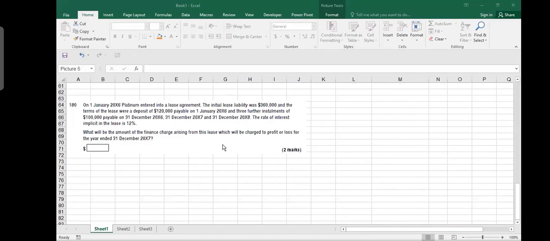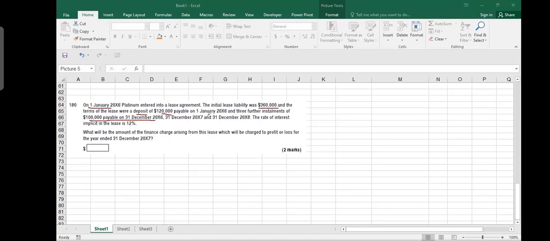Okay, now we do question number 180. It says on 1st January 2006, Platinum entered into a lease agreement. So please pay attention to dates, 1st January 2006. The initial lease liability was 360,000. When I say initial lease liability 360,000, it means the present value of all the future lease payments. And the terms of lease were a deposit of 120,000 payable on 1st January 2006. Like on the same day, you have to make a deposit of 120,000 and 3 further installments of 100,000 payable on 31st December 2006.